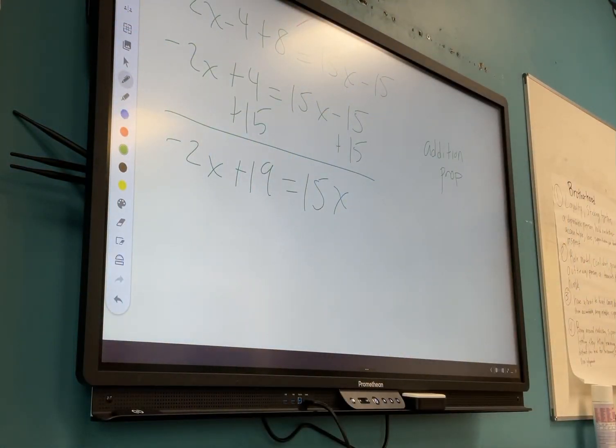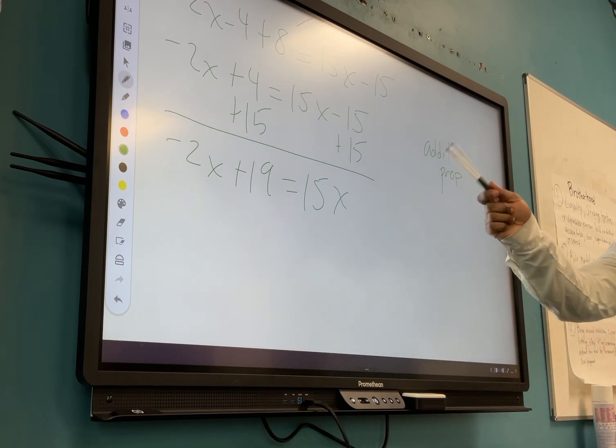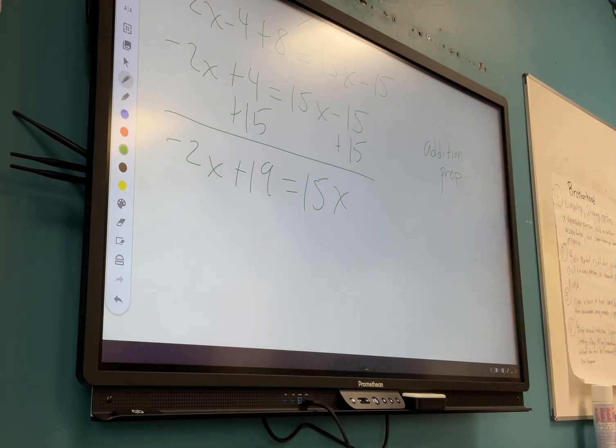So we're getting close to the final destination. So what would you do next? We got the constants all on one side. Now we need to get the what to one side? The 2x. How do you get the 2x to the other side? No, we got the constant on one side. We already accomplished that goal. So how would you get rid of the 2x?